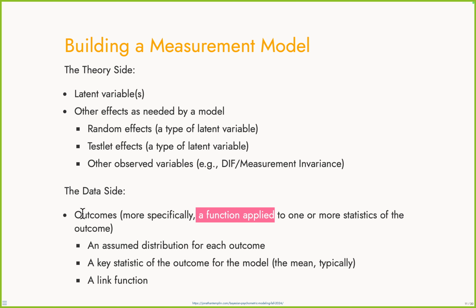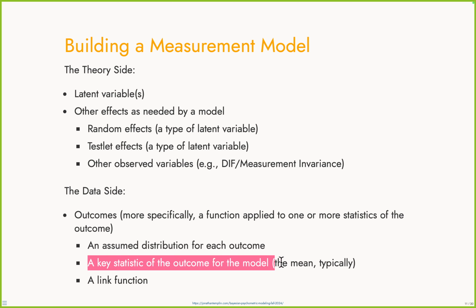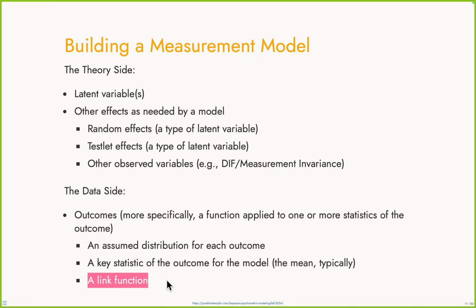We'll have, and as you know in Bayes, as you coded for your homework, as you saw in our last example, each outcome would have an assumed distribution itself. There's a key statistic for the outcome, usually the mean, and then some type of a link function as well. So it gets a little more complicated. And in Bayes, at least in this class, we're going to build each one of those by hand, right? We're going to code each one of those ourselves.